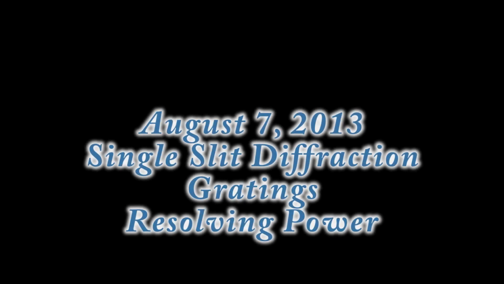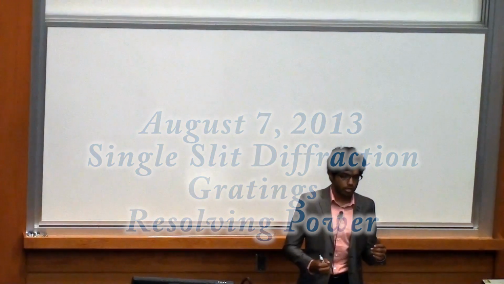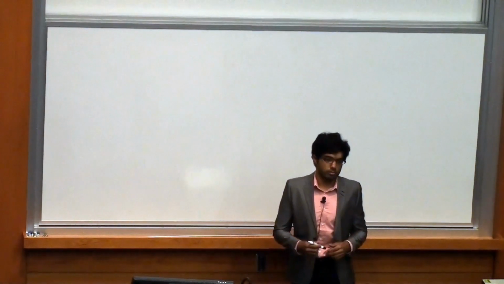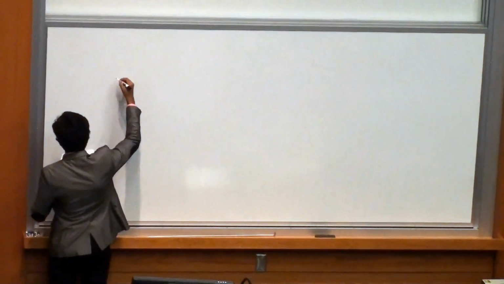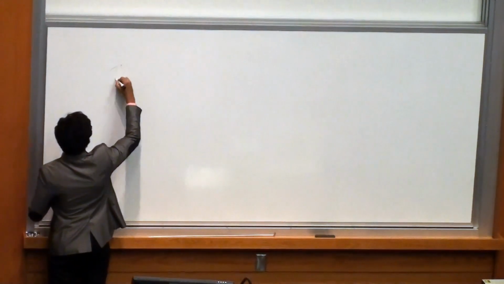So we left off last time with talking about double slit, right? We had two coherent light sources, and we saw that they created an interference pattern. What I didn't get a chance to finish was talking about interference patterns and intensity.